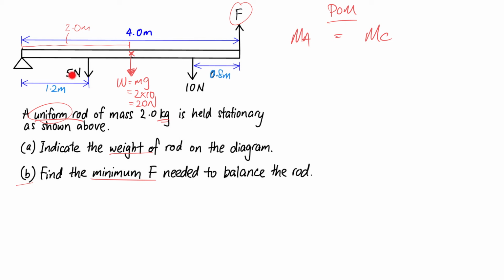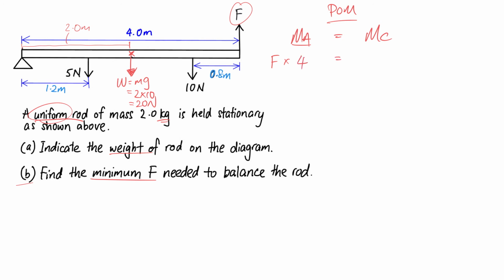Now let's analyze the 3 forces here, 5 Newton, 20 and 10, plus the unknown F. This 5 is clockwise, this 20 is also clockwise, this 10 is clockwise. The only anti-clockwise moment will be the F here. So the anti-clockwise moment will be the force times the perpendicular distance from the line of action of the force, all the way to the pivot. So it's the whole length of the rod. So it's just 4 meters.